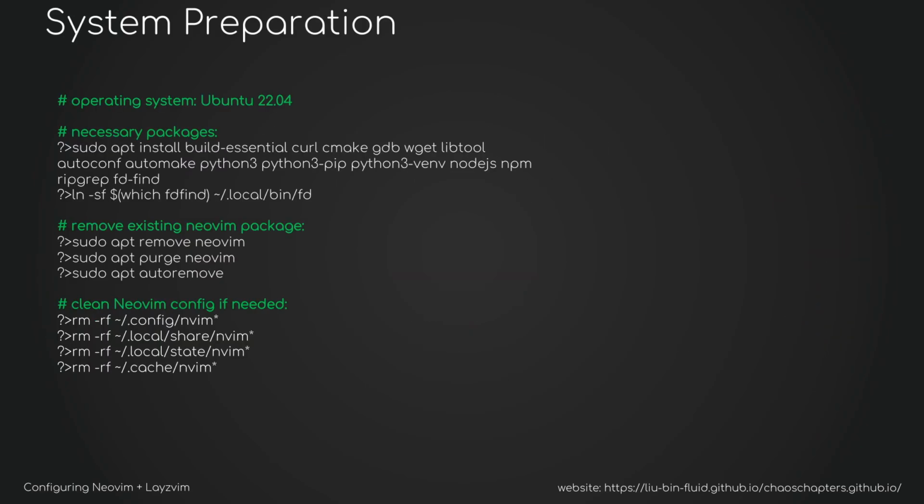First of all, we need to highlight that we are working on an Ubuntu 22.04 system. Before installing Neovim and LazyVim, we need to install some necessary packages. For example, build-essential, curl, cmake, gdb, wget and so on. After that, we also need to ensure that there is no pre-existing Neovim package and its configuration files in the system. Therefore, if you have installed Neovim before, we use apt remove on it. Subsequently, we delete its configuration files for a clean installation.